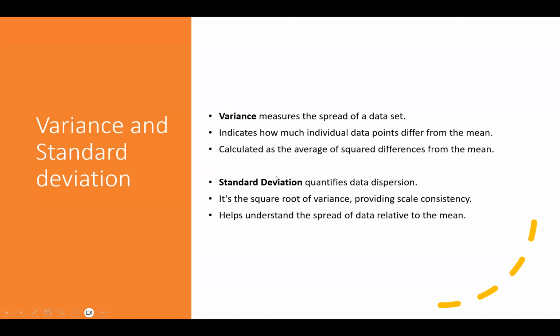Okay, so the standard deviation is the square root of your variance, right? It also gives an idea of the dispersion of the spread of your data, because the variance is like the average of square differences from the mean. So the standard deviation takes the square root of that so that you have scale consistency with your mean, so that you can understand how far your data is spread from your mean.